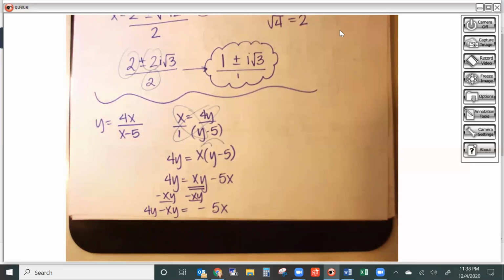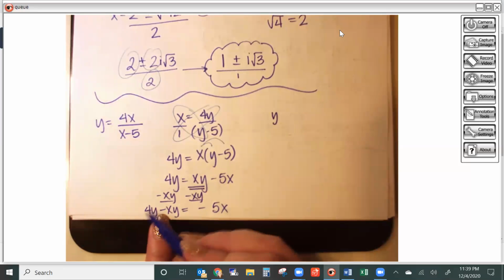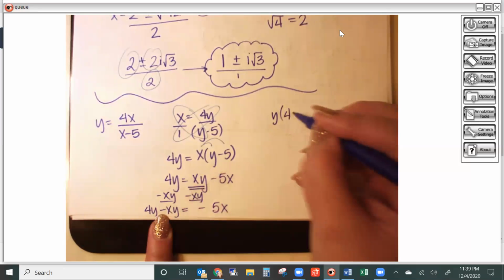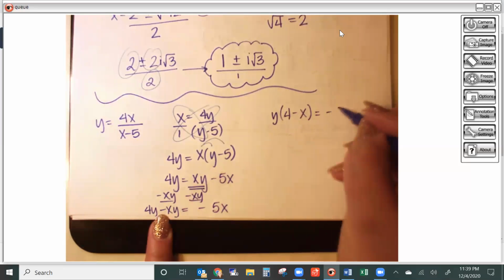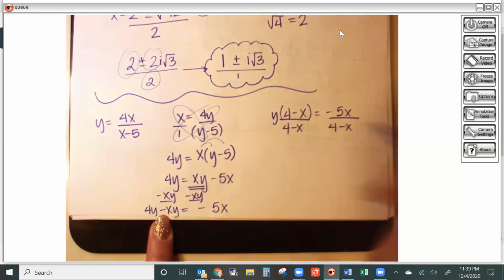And then from there, what you should notice is that if both of these have a y, I can take that y and GCF it out to the front. So for my next step, I'm going to pull the y out, and I'm going to have the 4 left over from the first term and the minus x left over from the second term. Then if that equals a negative 5x, I can divide the 4 minus x into the denominator. So I switched the x and the y, cross multiplied, got all my y's on the same side, and GCF'd it out to the front so that I could divide by the 4 minus x.